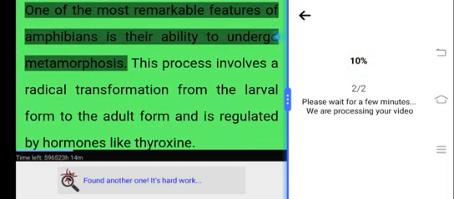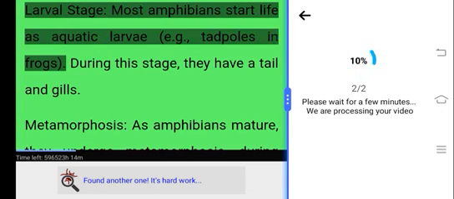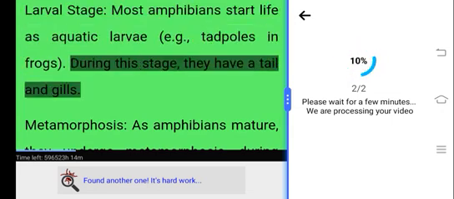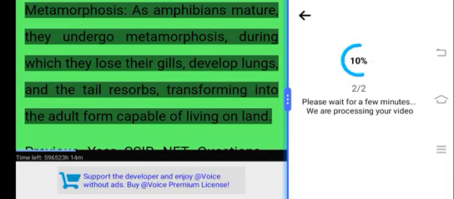Amphibian metamorphosis. One of the most remarkable features of amphibians is their ability to undergo metamorphosis. This process involves a radical transformation from the larval form to the adult form and is regulated by hormones like thyroxine. Larval stage. Most amphibians start life as aquatic larvae, e.g., tadpoles in frogs. During this stage, they have a tail and gills. Metamorphosis. As amphibians mature, they undergo metamorphosis, during which they lose their gills, develop lungs, and the tail resorbs, transforming into the adult form capable of living on land.